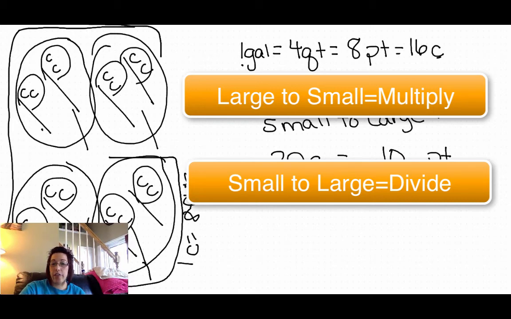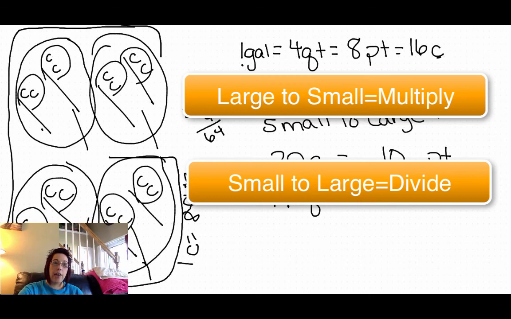If I have 16 quarts and I want to know how many cups that will be, so how many cups are in 1 quart? 1, 2, 3, 4. 4 cups in 1 quart, but I have 16 quarts. So I have to take my 16 and multiply it by the 4 cups that are in 1 quart. 4 times 1 is 4, plus 2 is 6. That would be 64 cups.